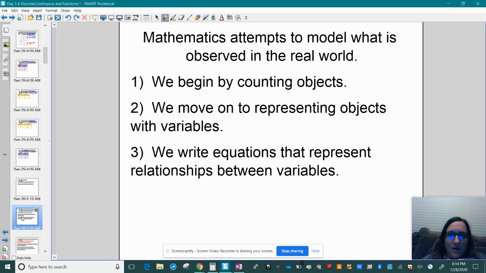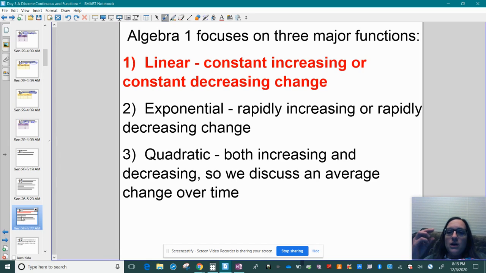So we start by counting objects, like we have been doing since elementary school, counting 1, 2. We move on to representing objects with variables, like we've been doing in middle school so far. We're getting to the point where we now write equations that represent relationships between variables. So in Algebra 1, we focus on 3 major functions: linear, exponential, and quadratic. In our integrated class, we will be focusing on just linear. We will mention exponential, we will mention quadratic, but we won't go into them in depth until next year.